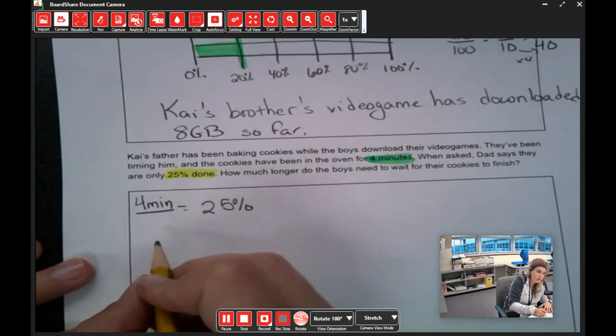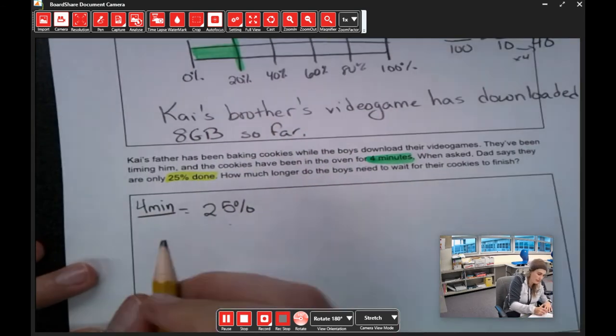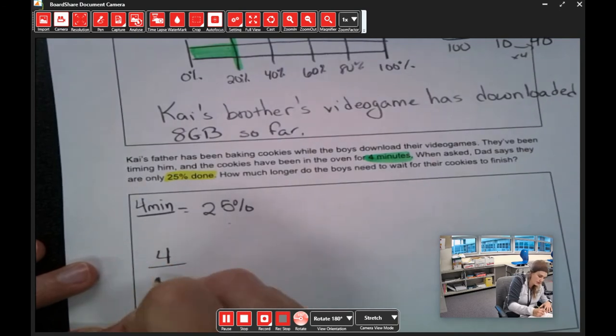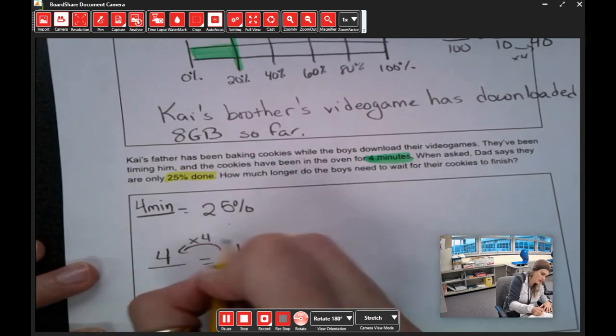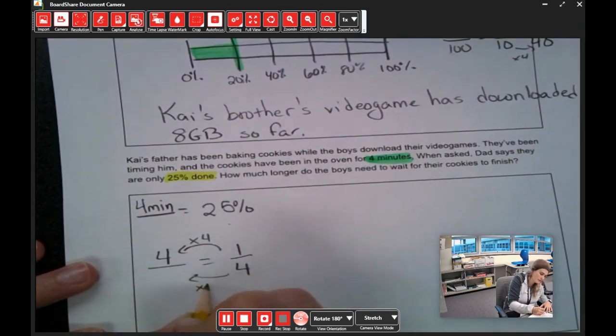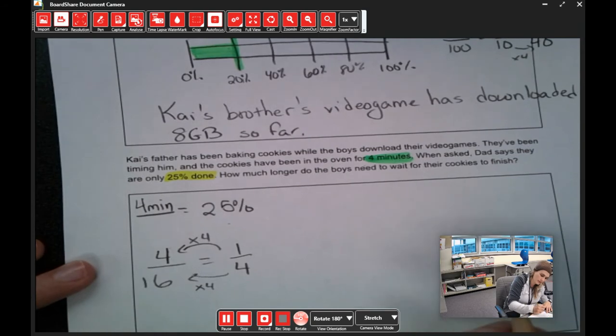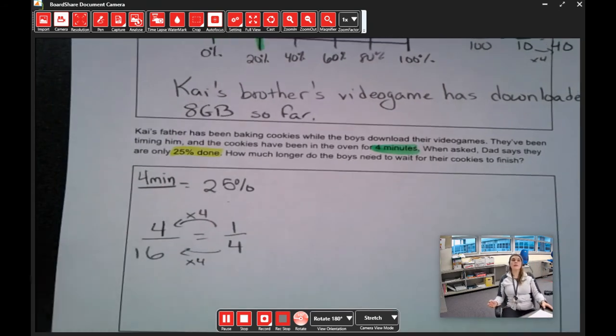Well, I know 25% is 1/4, so I'm going to use equivalent fractions on this one. 1 times 4 gives me 4. 4 times 4 gives me 16. Ooh, how much longer do the boys need to wait for their cookies to finish? It takes 16 minutes for the cookies to cook, but they've already been going for 4 minutes.